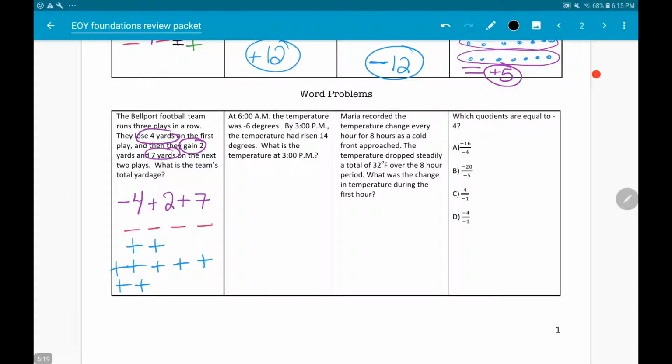Alright, let's cancel them out. This cancels, this cancels, this cancels, this cancels, this cancels, this cancels, this cancels, this cancels. How many is left? 1, 2, 3, 4, 5. So they are +5 yards.